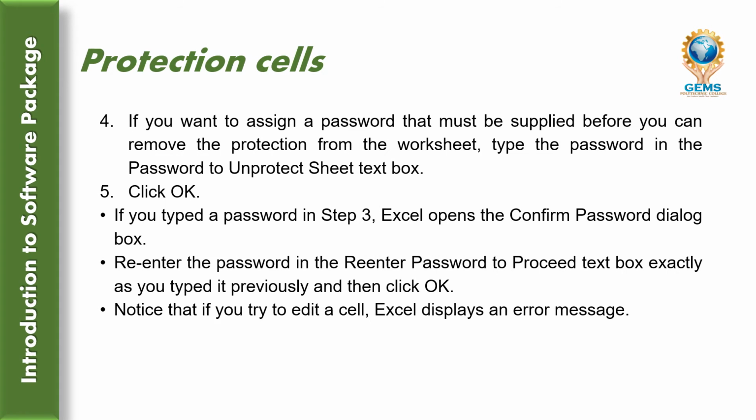If you want to assign a password that must be supplied before you can remove the protection from the worksheet, type the password in the Password to unprotect sheet text box. Finally, you can click OK. If you typed a password in step 3, Excel opens the Confirm Password dialog box. Then it will ask you to re-enter the password in the Reenter password to proceed text box exactly as you typed it previously, and then click OK. Notice that if you try to edit a cell, Excel displays an error message.